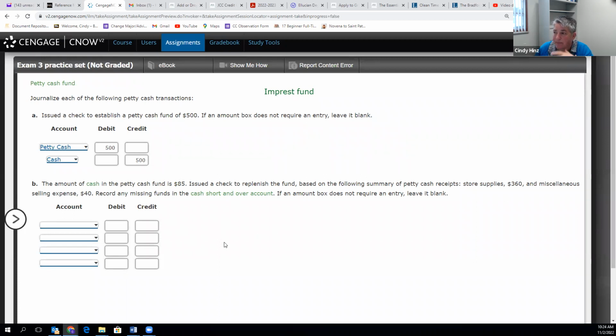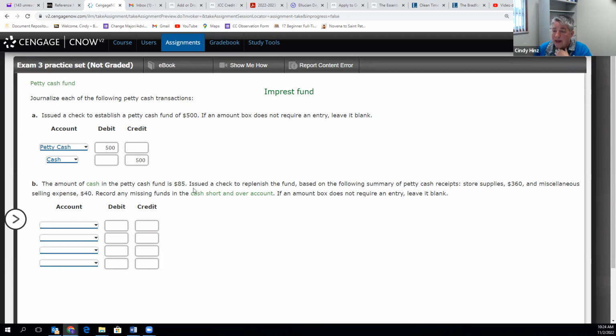Anytime there is a payment out of that petty cash fund, then a receipt should be issued. It should be signed by both parties, and you should have documentation of why, if you're the petty cash custodian, why you paid out that amount. And so that's what we have in Part B here.